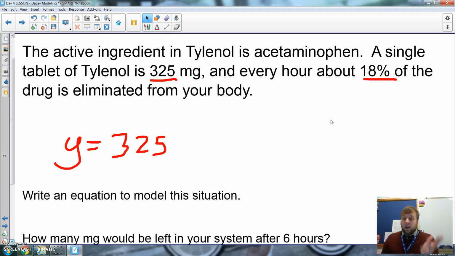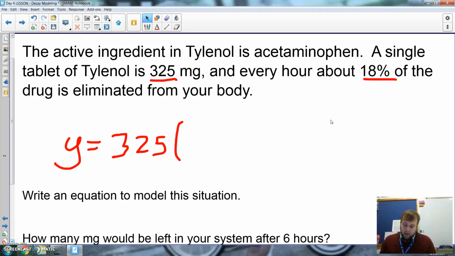And you can think about this too. It's just like alcohol too. I mean, you drink your alcohol, and after a while, it slowly works its way out. Medicine works the same way. You take some pills. They usually say every 12 hours, take this medication. Same thing. So we are losing 18%.